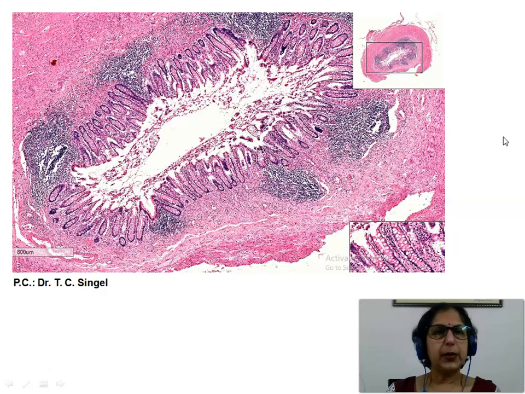An Aperio ImageScope picture. What we see here is the entire transverse section. Please appreciate the complete circle of lymphoid aggregates.